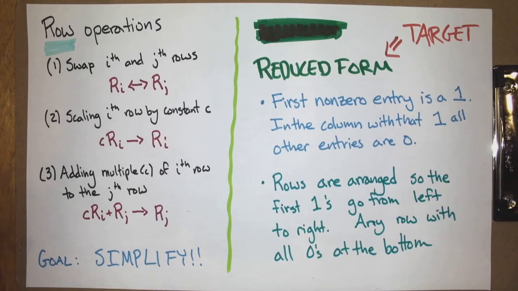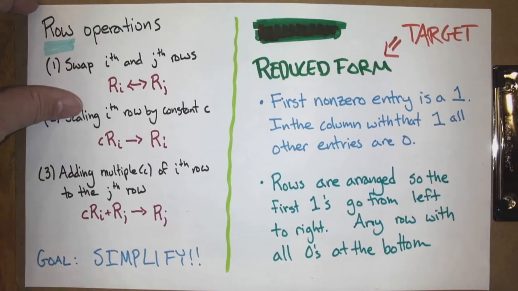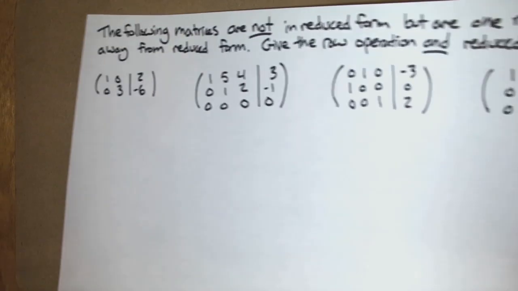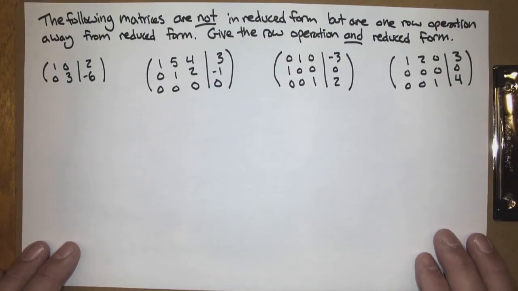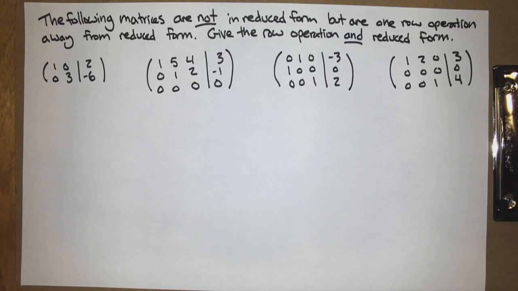Any questions? All right, let's try some things. Here are 4 matrices. They are not in reduced form. There's something wrong with every single one of them. But each one can, with one single row operation, be put into reduced form. So what's the row operation that needs to be done? And then what's the reduced form of the matrix?